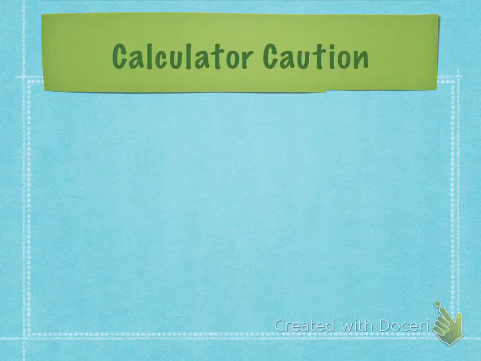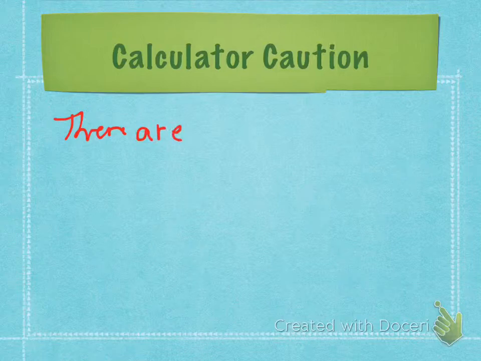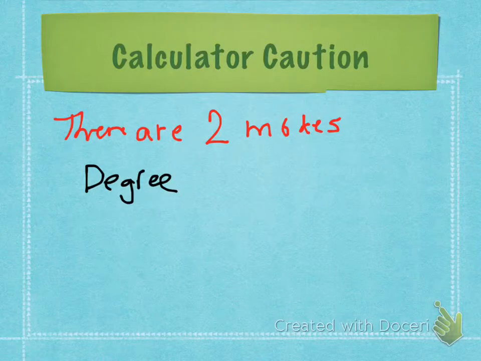So here's your calculator caution. And so remind me your name. Aaron. So Aaron's question of degrees or of the mode you have in your calculator, that's the calculator caution. So you were right on target for where we're headed. There are 2 modes in most of your calculators. So one of those modes is called degree mode. And then the other one is called radians.